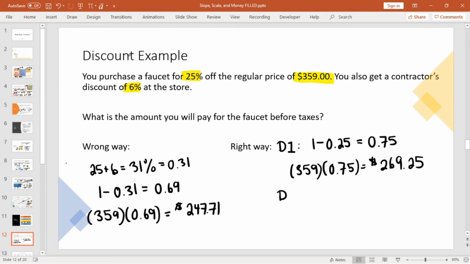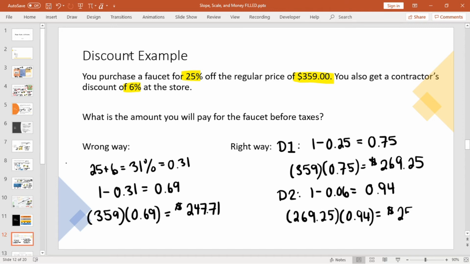So I'm going to apply discount 2. And I see it's going to be 6% off. Careful with your conversion. So I'm going to pay 94% of that 269.25, and let's apply that one. So what am I going to pay? $253.10. So you never get quite as good a deal as if you could apply it all at once.